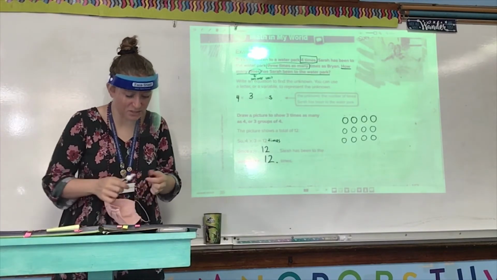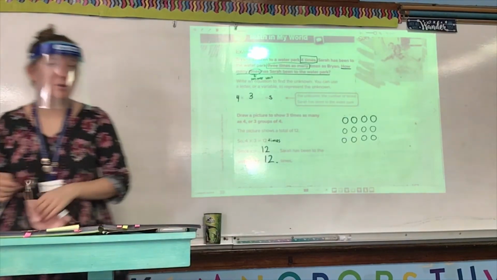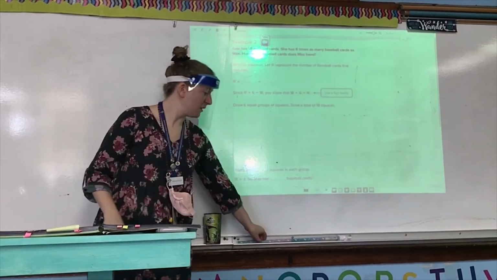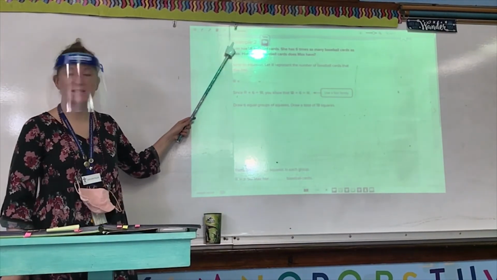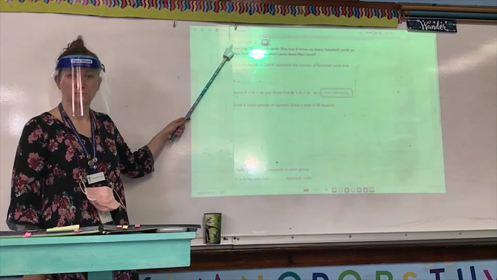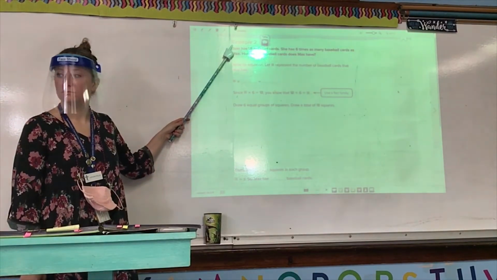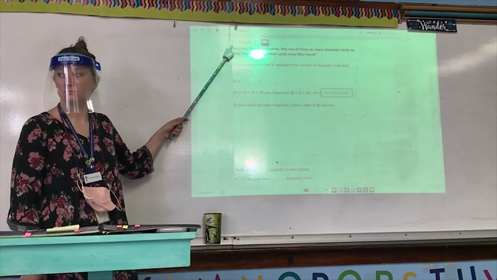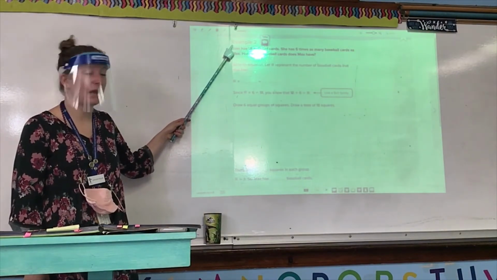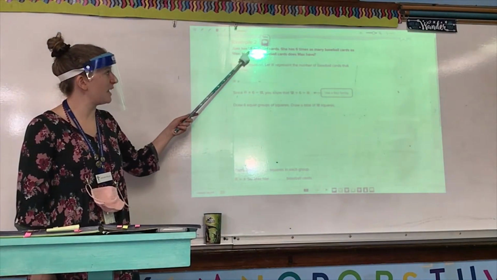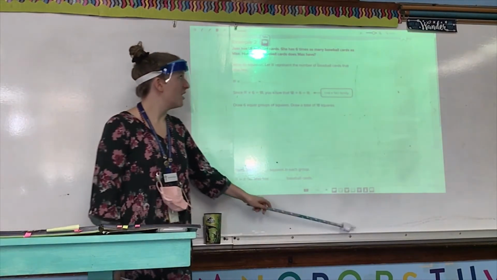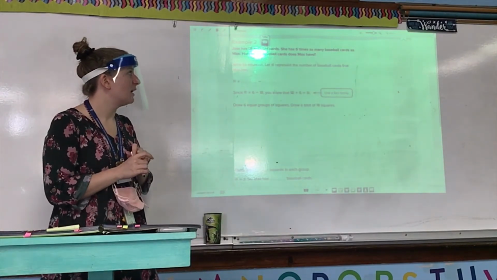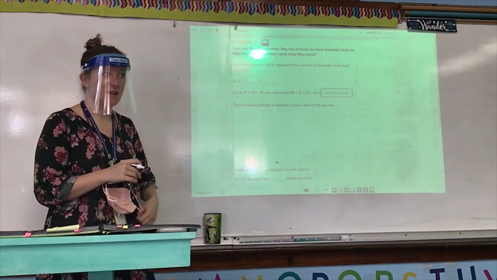Okay, let's go ahead and look at example 2. Helper number 1, please sanitize, erase. Okay, so everybody, finger or pencil on example 2. Okay, read in your head while I read out loud. Jess has 18 baseball cards. She has 6 times as many baseball cards as Max. How many baseball cards does Max have?